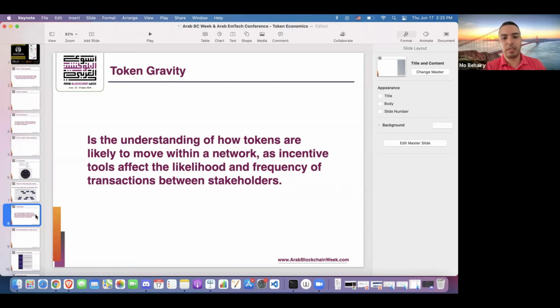So how do we design the system and understand that by nature there's a gravity where tokens will always go in a specific direction, and maybe that's something we want, maybe something we don't want, and it depends really on the problem we're trying to solve. But in most cases, having one type of actor controlling the majority of the tokens is probably not a good thing.